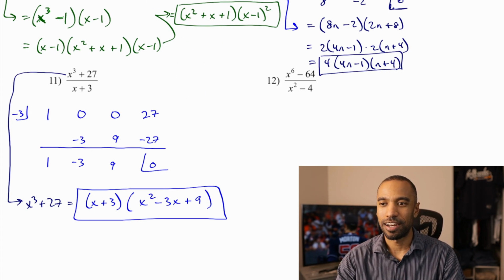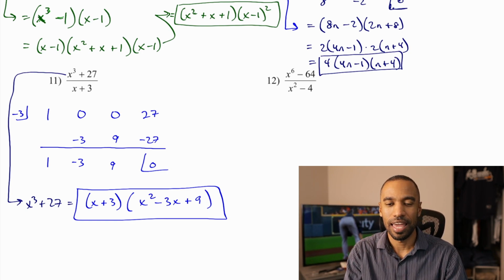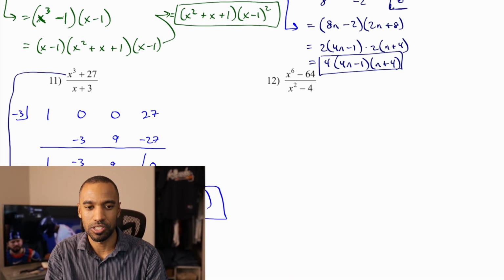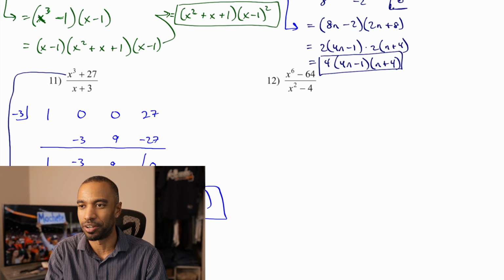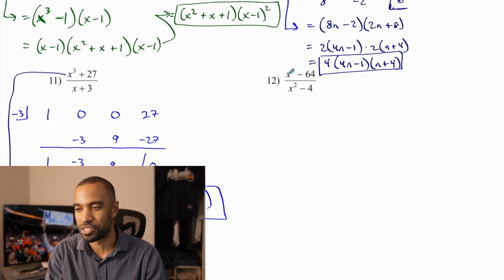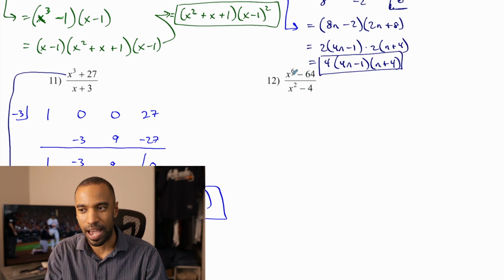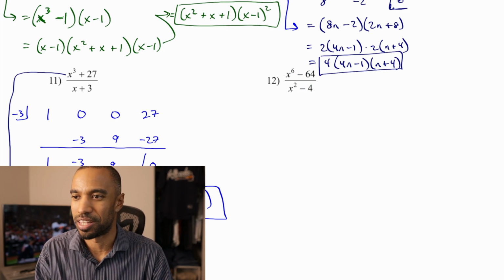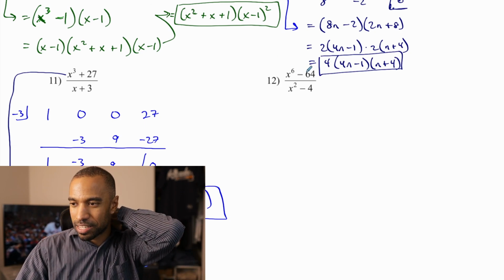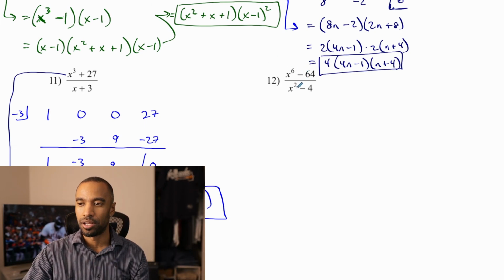All right, and finally, last problem here, number 12. And this is also in the difference of two cubes category here, if you know what you're doing with them. But there's more to be had here. This is a difference of two cubes divided by a difference of two squares. Isn't that something? So x to the 6th minus 64 divided by x squared minus 4.